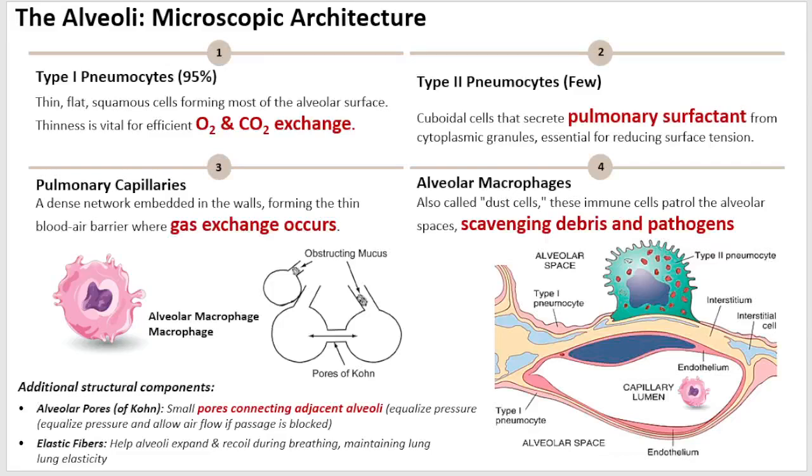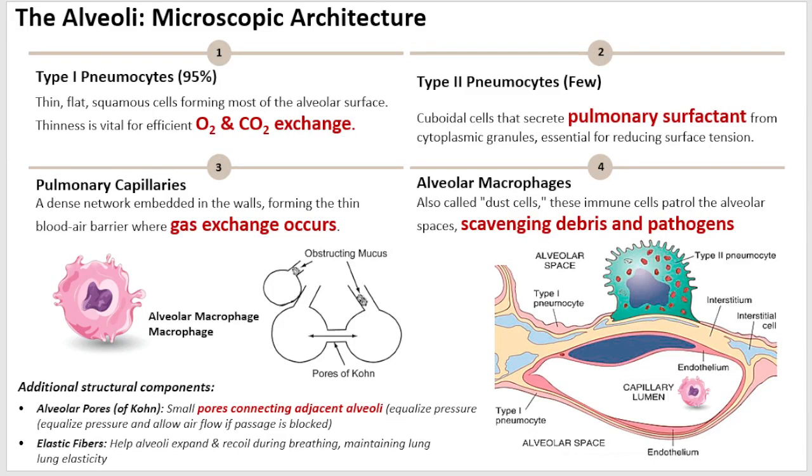Alveoli are the microscopic sites of respiration lined by two types of cells. Type 1 pneumocytes cover almost 95% of the surface. They are thin squamous cells that minimize diffusion distance, allowing rapid gas exchange, while type 2 pneumocytes, though they are fewer in number, secrete pulmonary surfactant, which lowers surface tension, prevents collapse during exhalation and ensures its smooth expansion. Surrounding alveoli is a dense capillary network forming the blood-air barrier, where oxygen enters blood and carbon dioxide exits. The interstitial space is minimal, enabling fast diffusion.